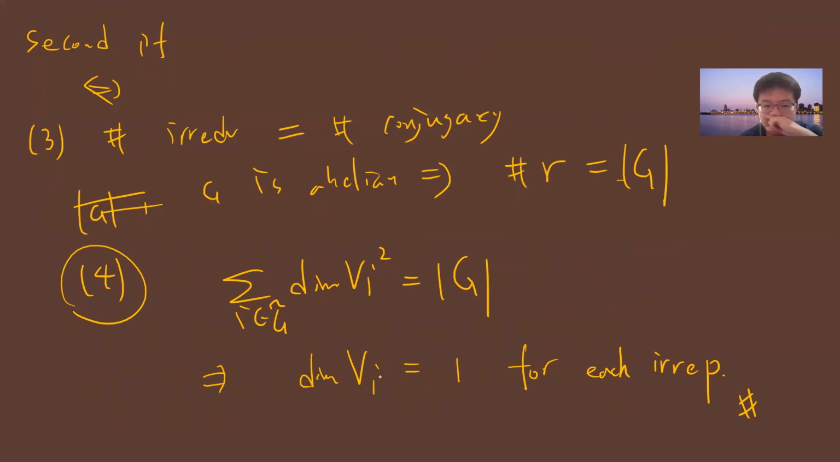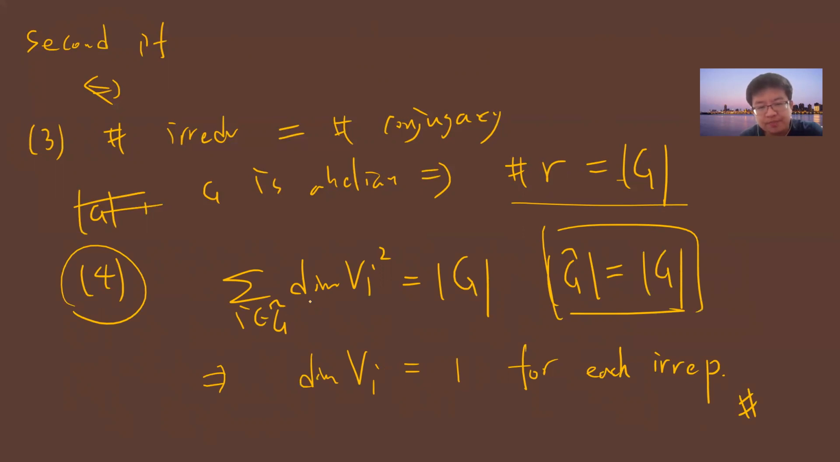Let me say it again. Since G is abelian, the number of conjugacy classes is the order of G, so G hat has the same order as G. You get positive integers whose squares need to sum to the order of G, but there are that many of them, so the only possibility is that each one is 1. This proves that if G is abelian, then each irreducible representation has dimension 1.